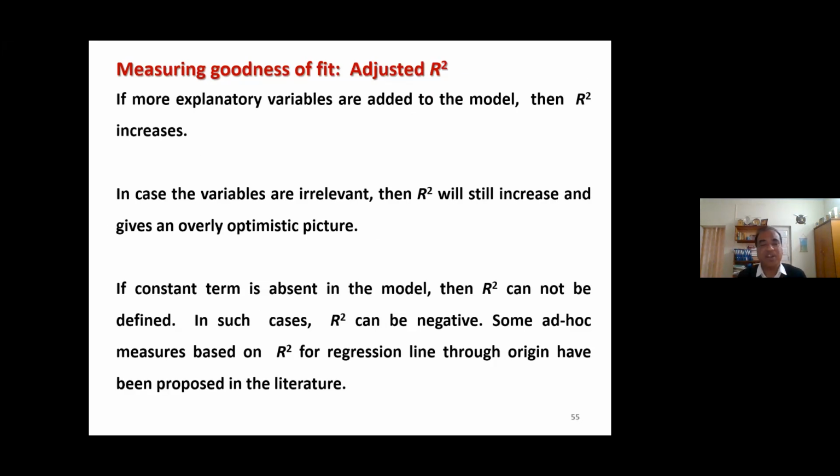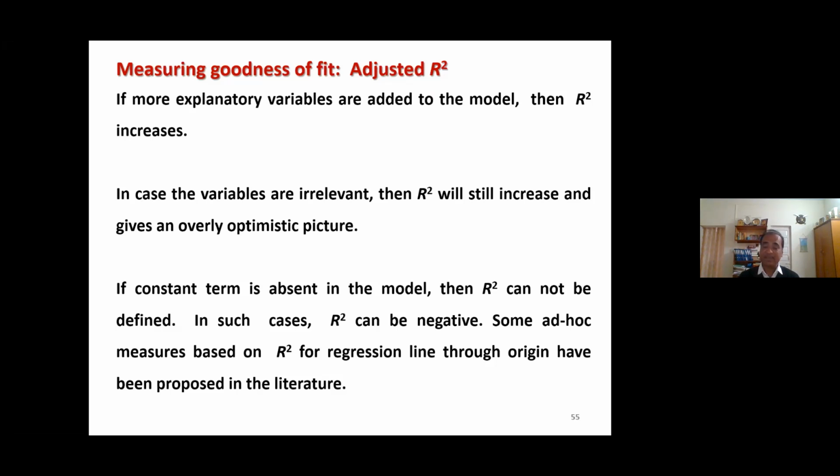For example, the R square has a tendency that if more explanatory variables are added in the model, this value will always increase. This means what? Even if you are trying to add garbage variables, even then the R square will increase and you'll be very happy. Okay, I have added some variable and my model is getting better and better.